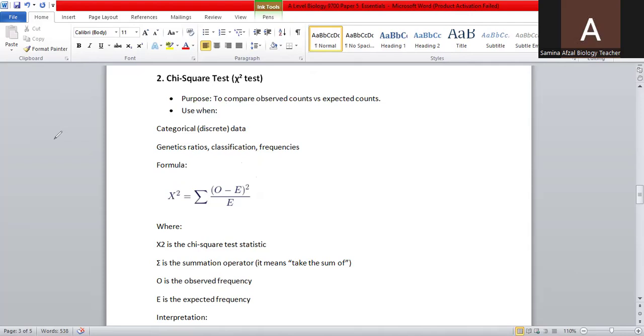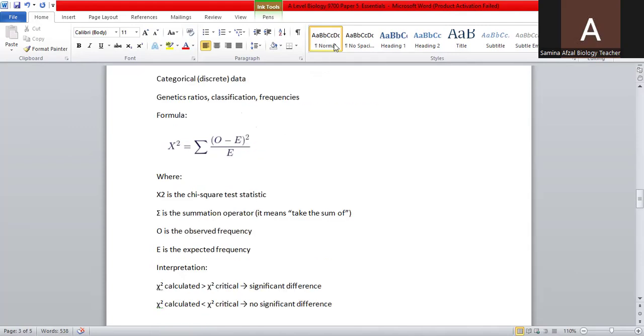Here chi-square is the test statistic and sigma is the summation sign. These are statistical terms which you must know. You don't need to learn the formula, but it will be given in the paper. Sigma is the summation operation, O is the observed frequency, E is the expected frequency. How do we interpret this? If the chi-square calculated is greater than the critical value, then there is a significant difference. But if it is less than the critical value, there is no significant difference.